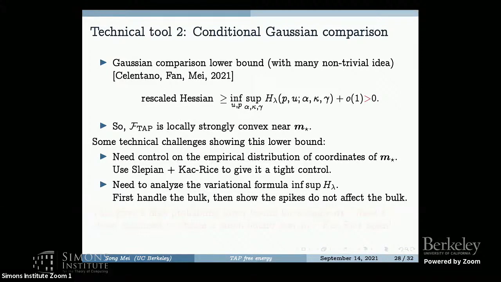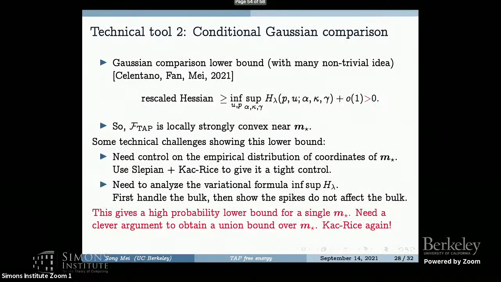And then there is another non-trivial thing, which is that here this M star is at a random location. So this high probability lower bound is for a fixed M star. So you need to have a union bound over M star to be a critical point. It's not like through this you are done. You need to take a union bound over M star, which could be a critical point.